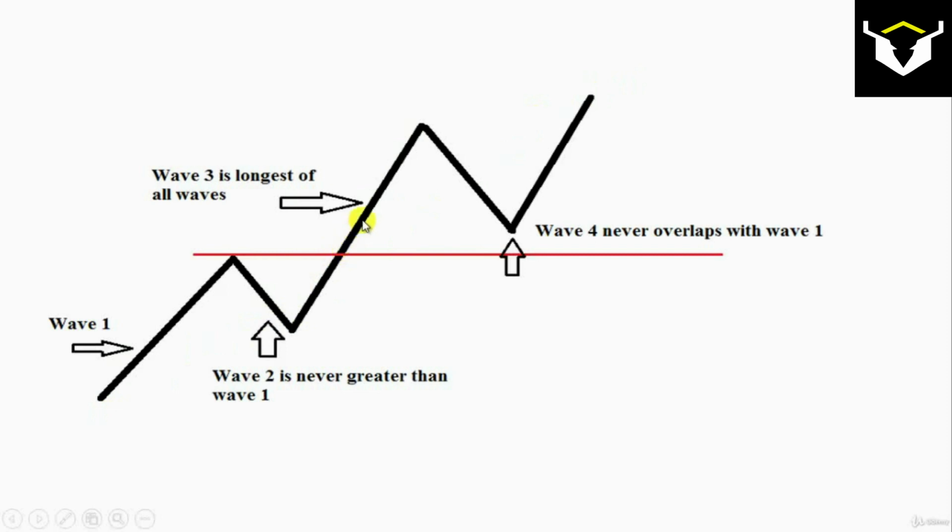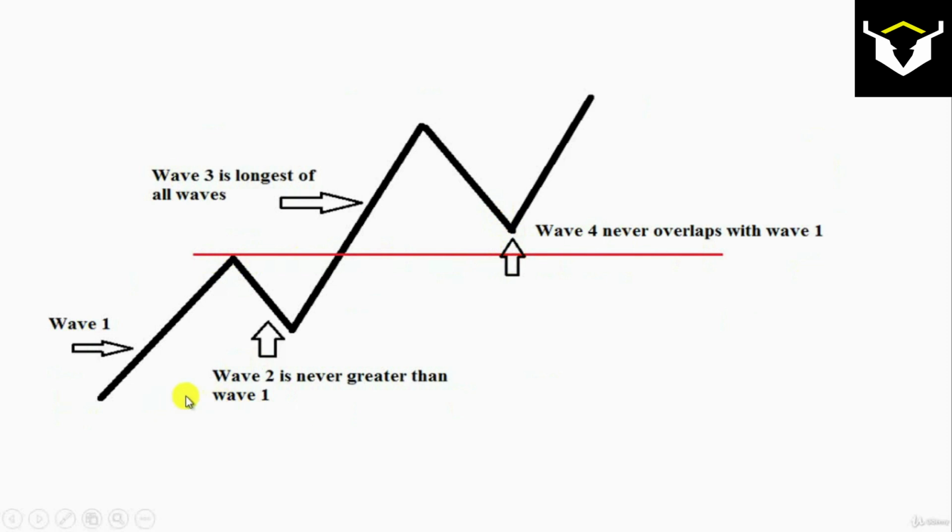Point 3 and the most important point is that wave 4 never overlaps with wave 1. Since this wave is moving towards the upside, the bottom of wave 4 will never overlap, touch or mix with the top of wave 1. You can see the red line, and wave 4 is well above the red line, suggesting that wave 4 is not overlapping with wave 1. So these are the 3 most important rules.